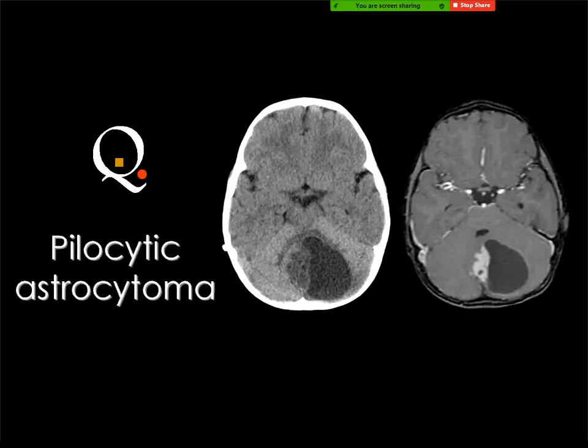Hemangioblastoma or pilocytic astrocytoma? You should not mention hemangioblastoma unless you have a definite clue for this. But if you see a cyst with an enhancing mural nodule in the posterior fossa, then you consider pilocytic astrocytoma until proved otherwise.